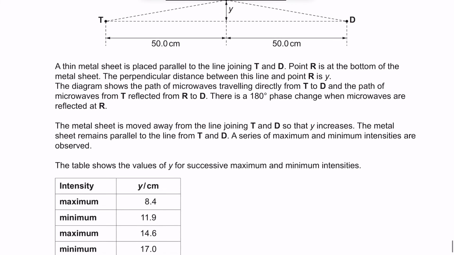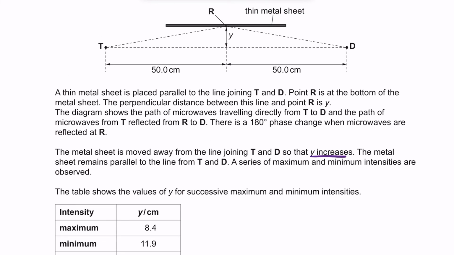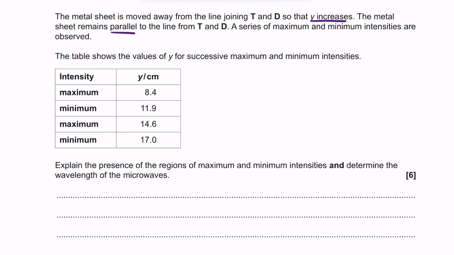Further to this, we are given that the metal sheet is moved away from the line joining T and D so that Y increases, and the metal sheet remains parallel to the line from T and D. A series of maximum and minimum intensities are observed. And here are the values of maxima and minima. We need to explain the presence of the regions of maximum and minimum intensities and determine the wavelength of microwaves. Okay, so the idea behind maximum and minimum intensities happens due to superposition.